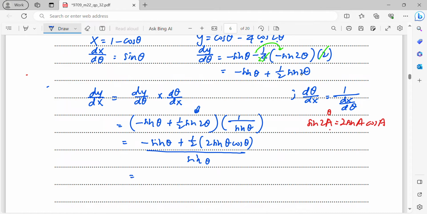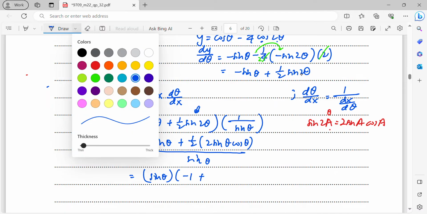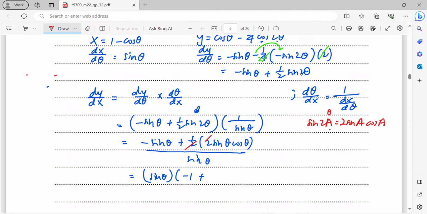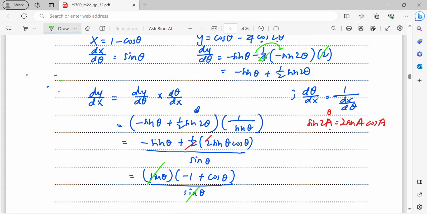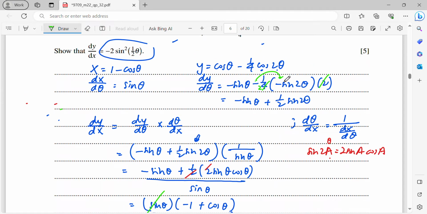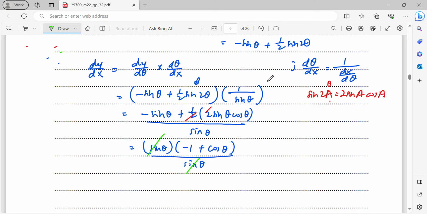Okay, so from here I can factorize the sine theta. Then you get minus 1 plus, now the 2 and the half cancel off. Therefore, you will be getting cos theta over, this is my sine theta. Okay, let me write properly. Then now obviously the sine theta can be cancelled off. Then I will be getting negative 1 plus cos theta. Okay, I will be getting cos theta minus 1.